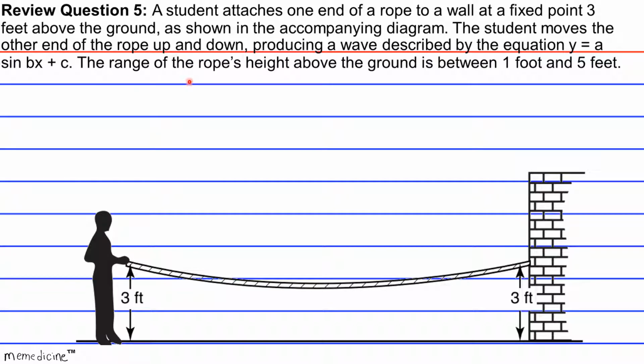The range of the rope's height above ground is between 1 foot and 5 feet. The period of the wave is 4 pi. Write an equation that represents the wave. All right, so now is the time to press pause, and I'll give you a moment to put your answer together, okay?